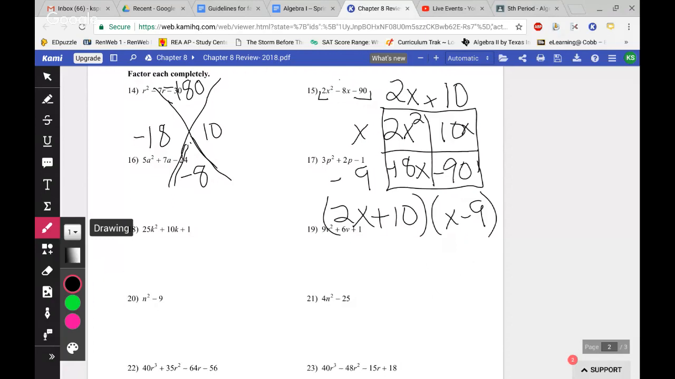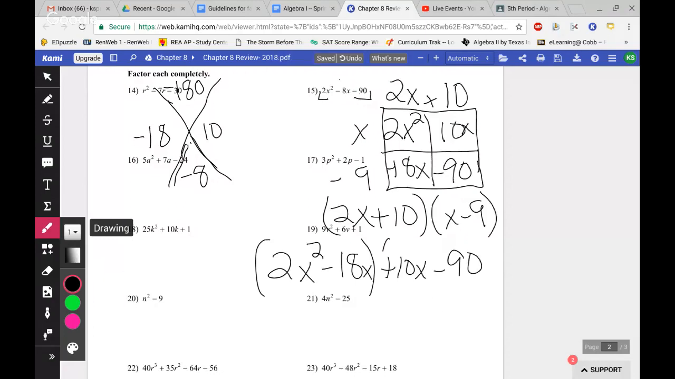Now, because it's Math Lab, I'm also going to show it written out the other way so that y'all can see grouping since it's that other method. What you would do here is this. And then you would factor out the 2x there.